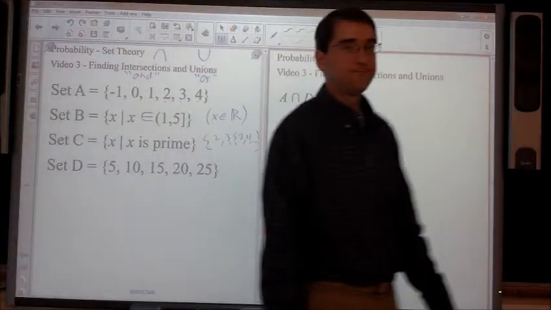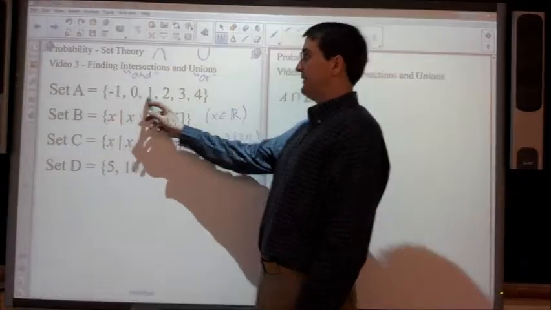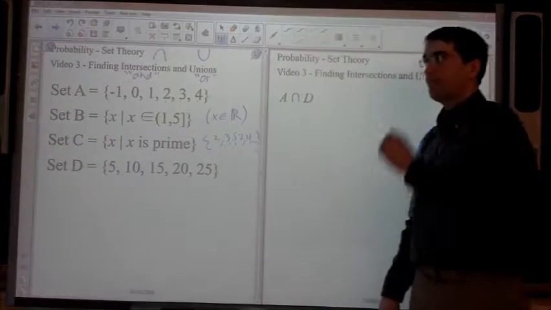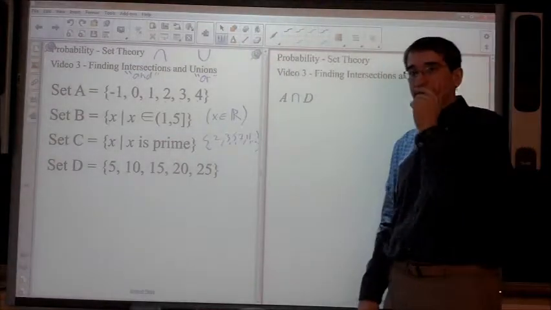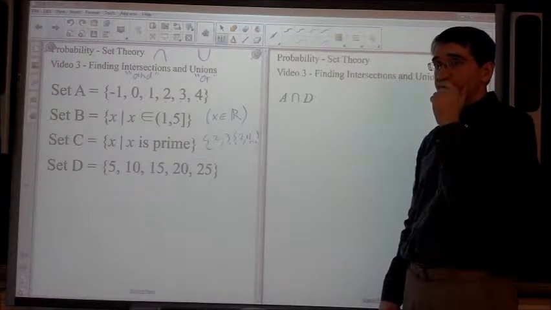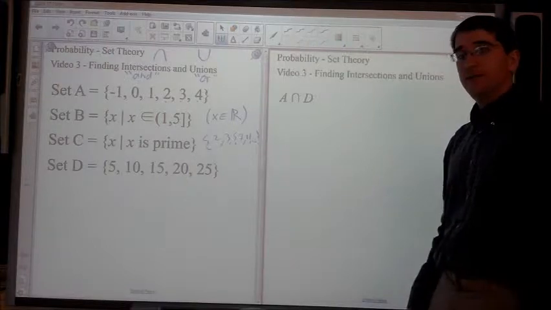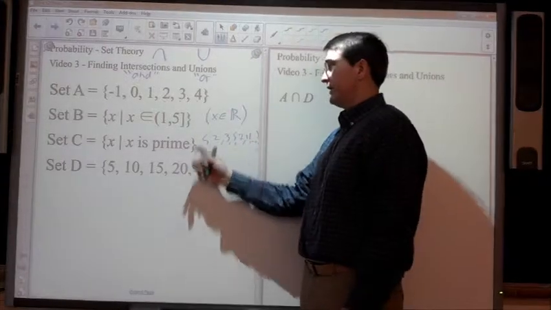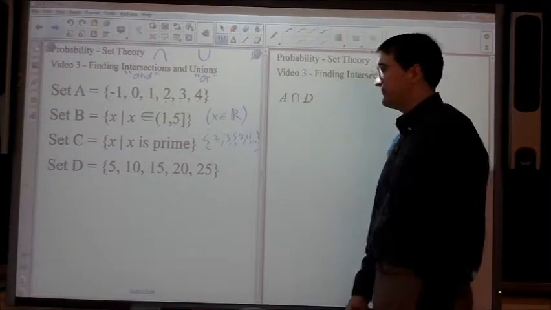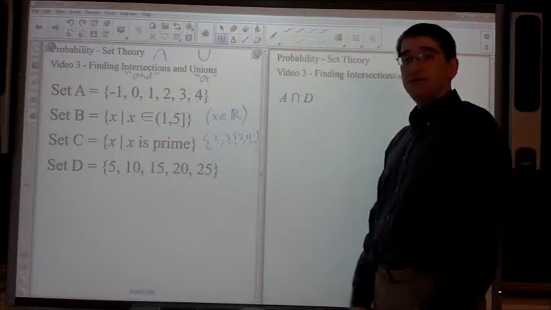This is asking for the list of all numbers that appear in both A and D. So how many numbers appear in both A and D? There aren't any. There is no intersection. These are completely mutually exclusive from each other. There's no overlap. So how do we show that there's no overlap? It'd be a set that has nothing in it, right? It'd be an empty set.